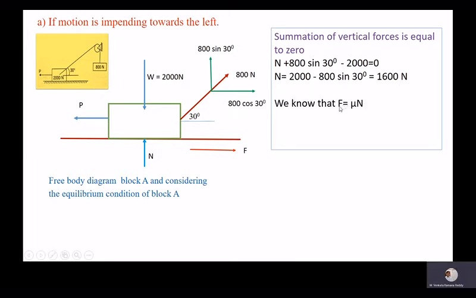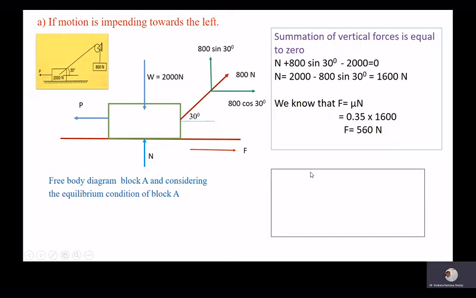We know that frictional force F is equal to mu times N. Mu is given in the problem as 0.35, and N was just calculated as 1600. So F becomes 560 newtons. To calculate the applied force P when the motion is impending towards left, we again consider the summation of horizontal forces. This F value is used in the next step.